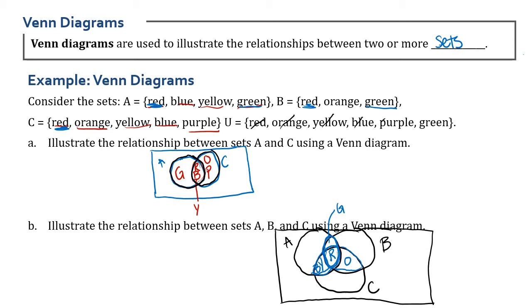All right, now we need to see what we have left. For set A, red is already taken care of, blue is already taken care of, yellow is already taken care of, and green's already taken care of. So that means there's nothing in this section here. There's nothing that's just in A that isn't in the other sets. For B, red, orange, and green are already taken care of, so B is set. For C, we've got red, orange, yellow, blue. The one that we haven't listed yet is purple. So purple is an element in set C that is neither in A nor B.